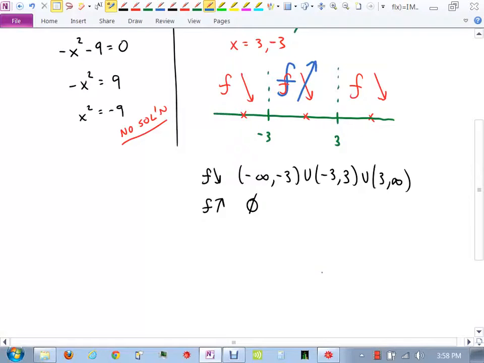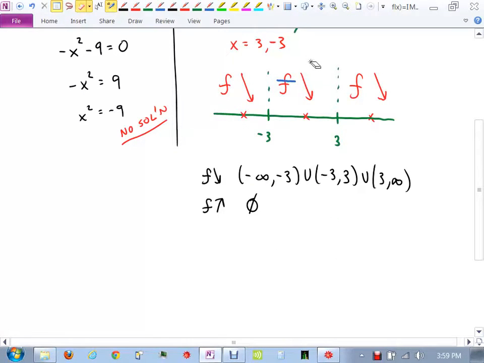Yes, there would be another drawing. If you wanted me to draw both of these, I would have something like this. This would be doing this, this would be doing this. Over here it would be doing this, and then over here it would be doing this. That would be decreasing, increasing, decreasing.